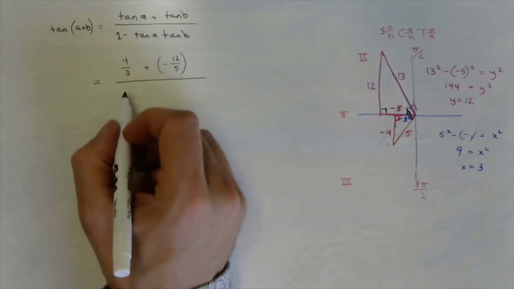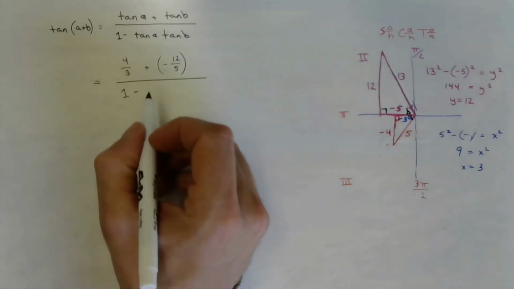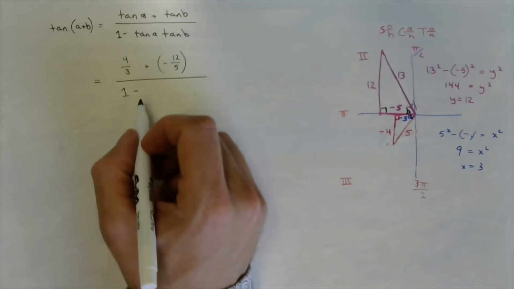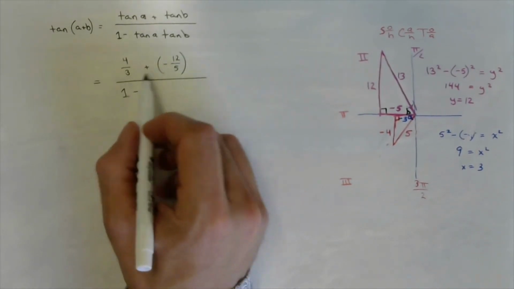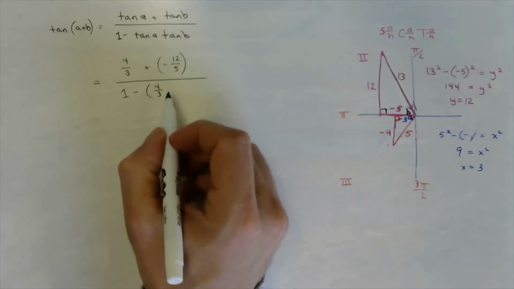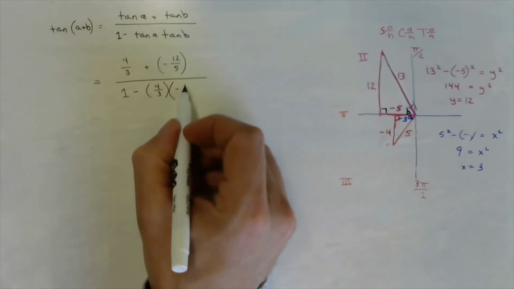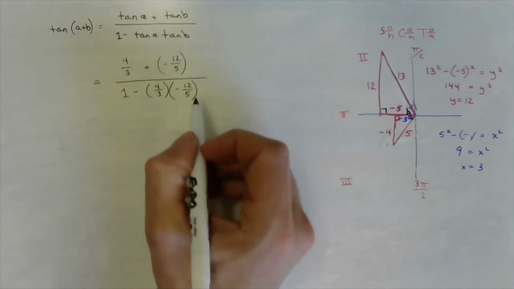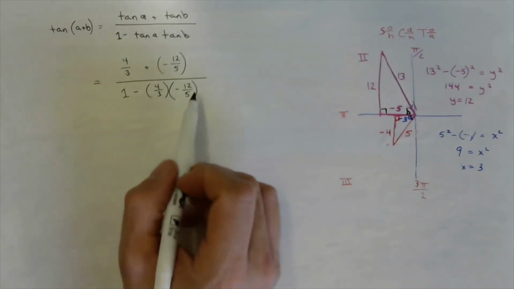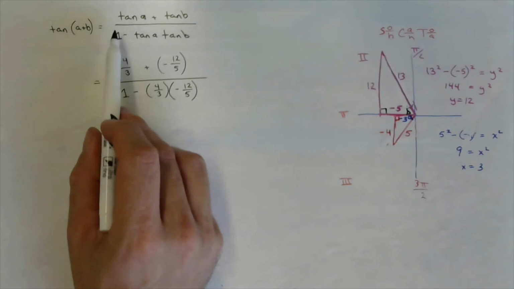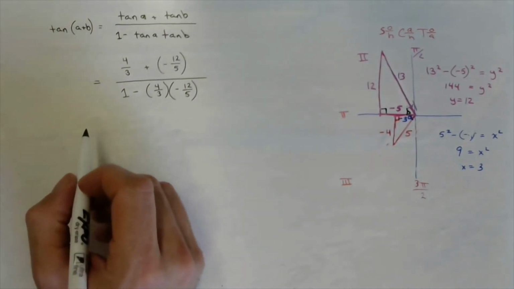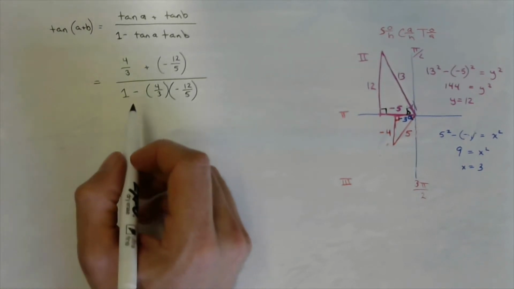Let's look at the denominator. We have 1, and then we have minus the product of tan A, tan B. Well, we already did the work on that, so we literally just need to copy them down. Tan A is 4 over 3. Tan B was -12 over 5. And now all of a sudden we have an expression with no tans, sines, or cosines at all. And we can just perform our basic algebra on this.